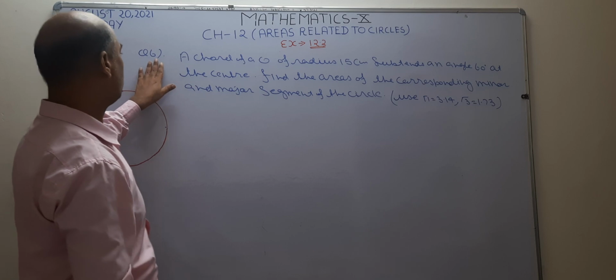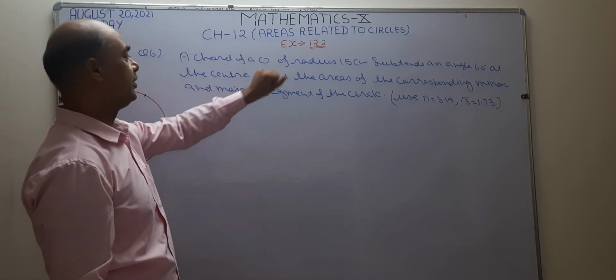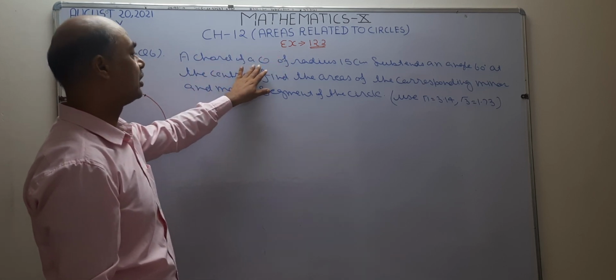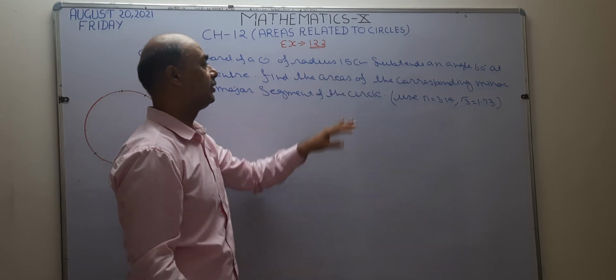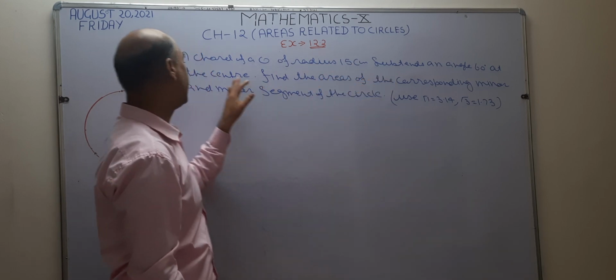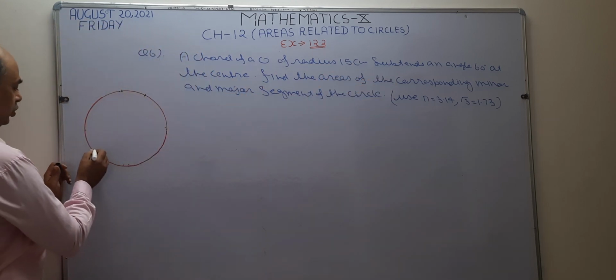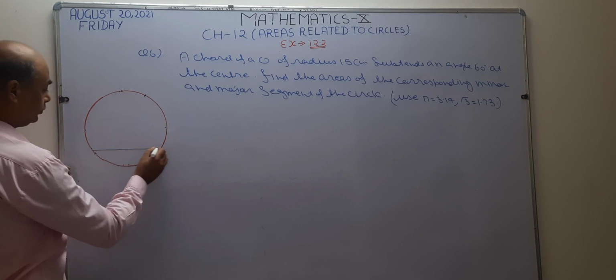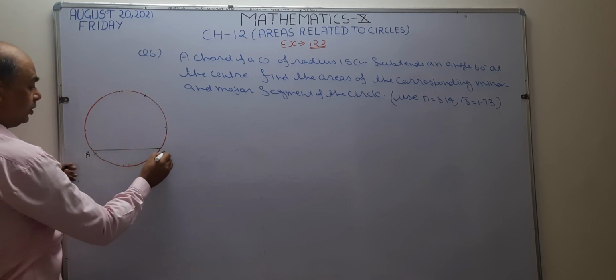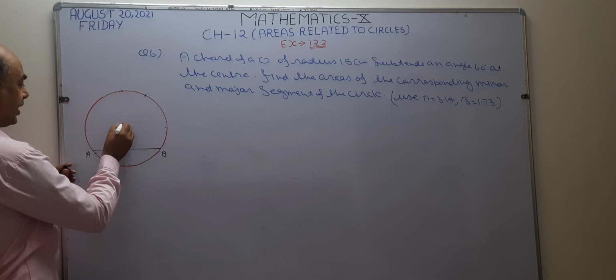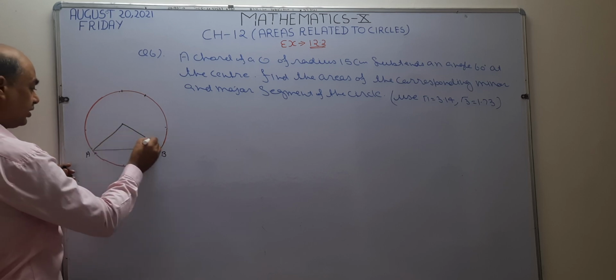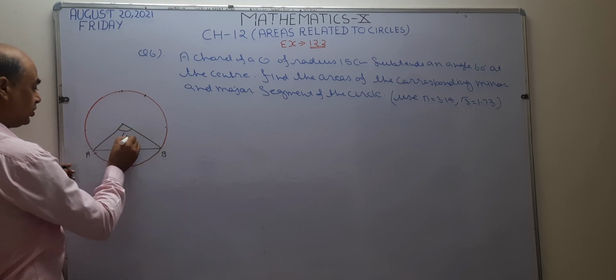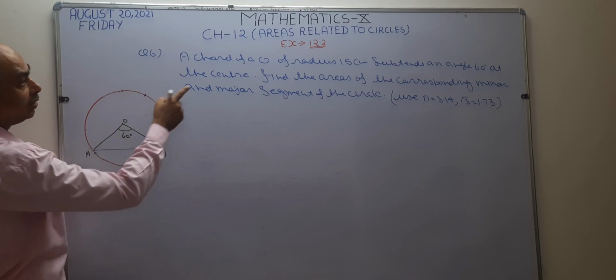Now we are going to solve question number 6 of exercise 12.2. A chord of a circle of radius 15 centimeter subtends angle 60 degree at the center. Suppose this is your chord AB. This chord is going to make angle 60 degree at the center. So this angle becomes 60 degree. This is your center.